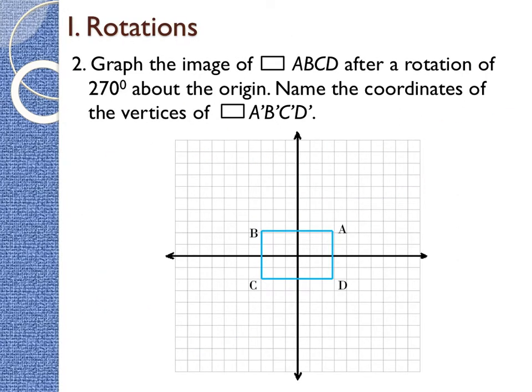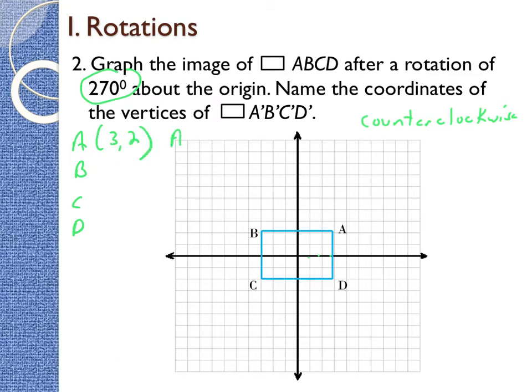Okay, we're going to do a rotation of 270. Now, if we're doing 270, that means that we're going to go over 3 quadrants. Now, it did not say, so we're going to go counterclockwise. So if it tells you it's clockwise, it goes to the right. If it doesn't tell you, it goes to the left. So A is 3, 2.